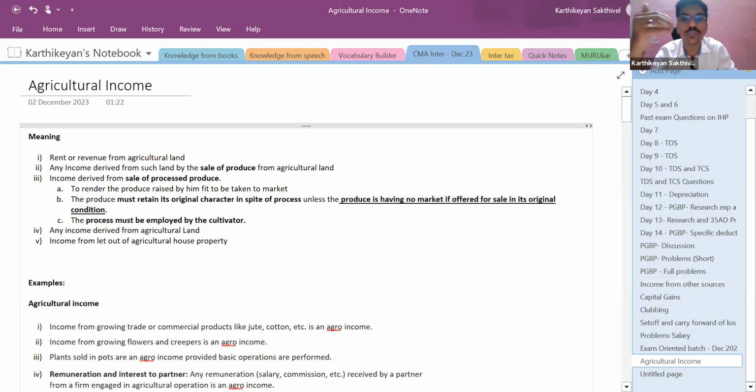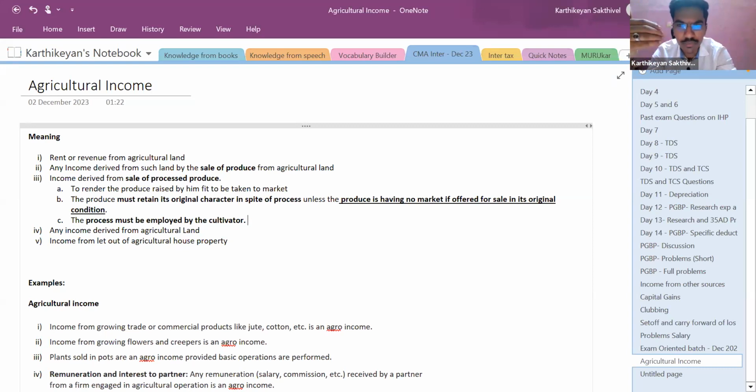Okay, so if it is going to be offered in its original condition, it should not have any market. So I should do a process. That process should be by the cultivator himself. After that process, the produce must retain its original character. So if all these things are done, even a process to produce can be termed as an agricultural produce.